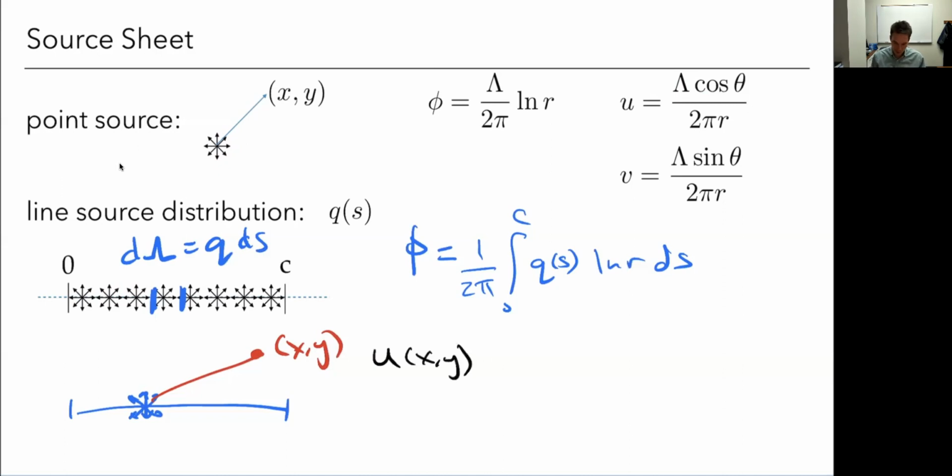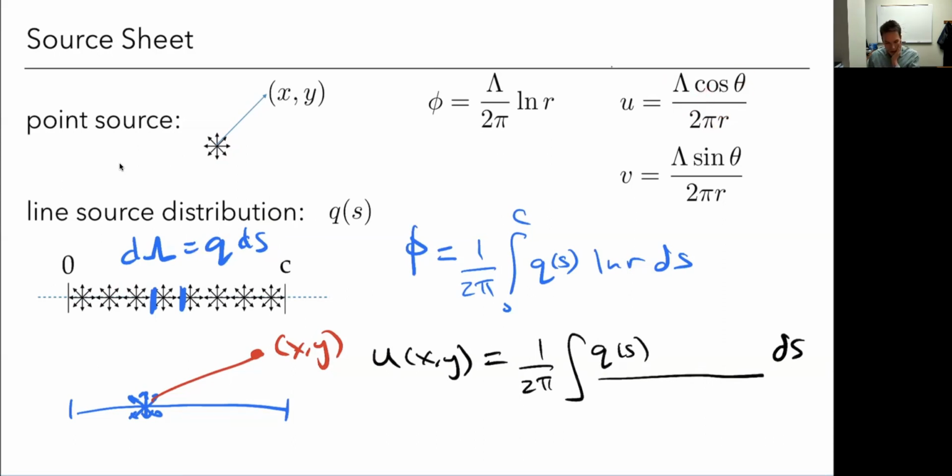So I want to compute what my velocity is at some position xy. Well, again, we know we're going to have to do an integral. So I'm going to pull the 1 over 2 pi out in front again. And this lambda became d lambda because we're integrating, so q ds is also going to be here. So I've got q of s ds. And now I have to deal with these two terms, cosine of theta and r. So what is r?